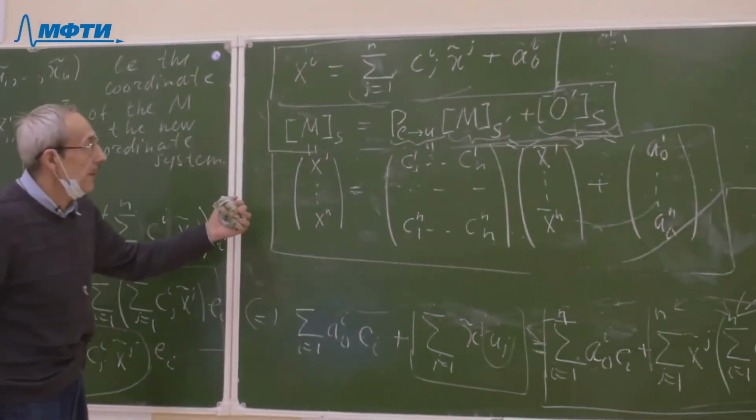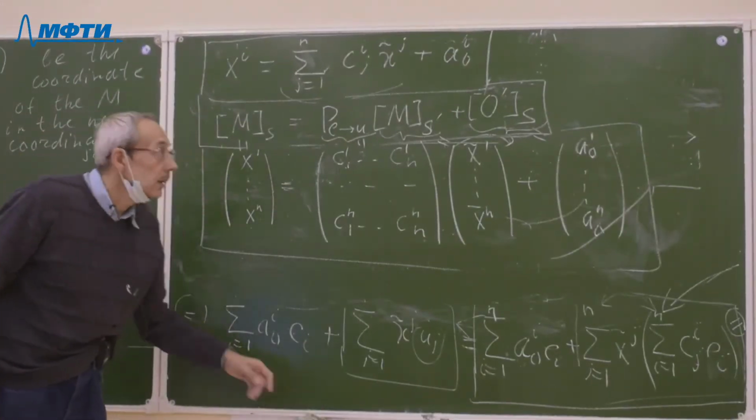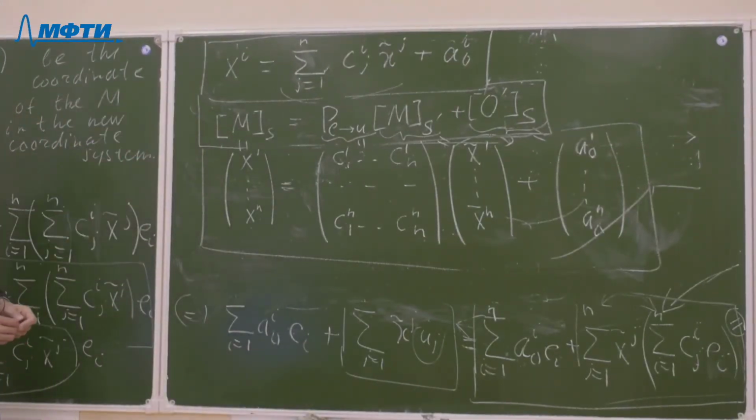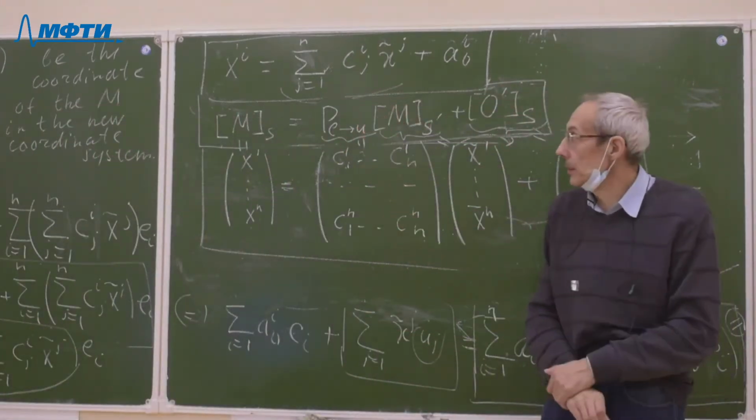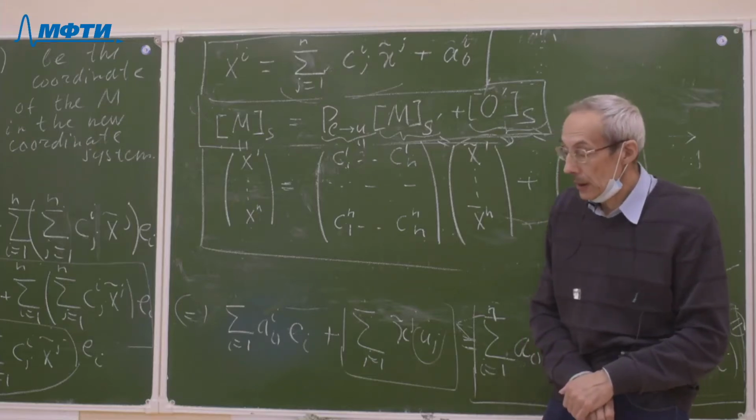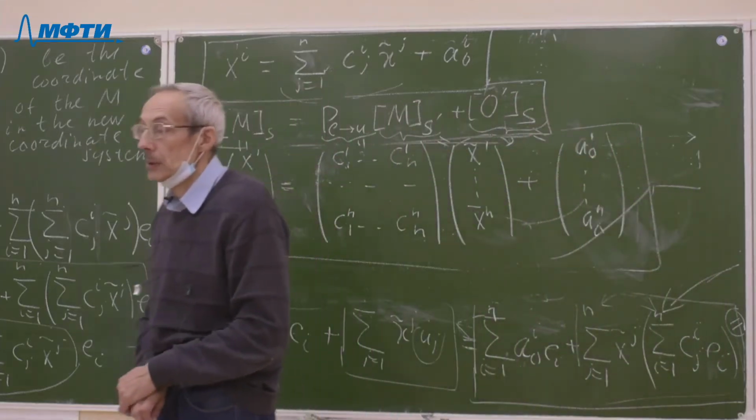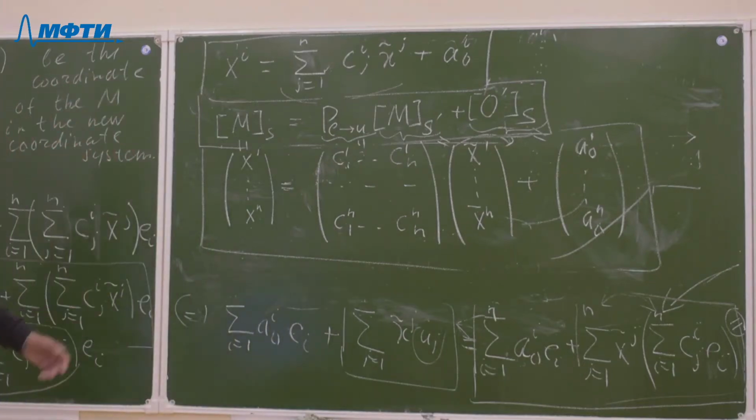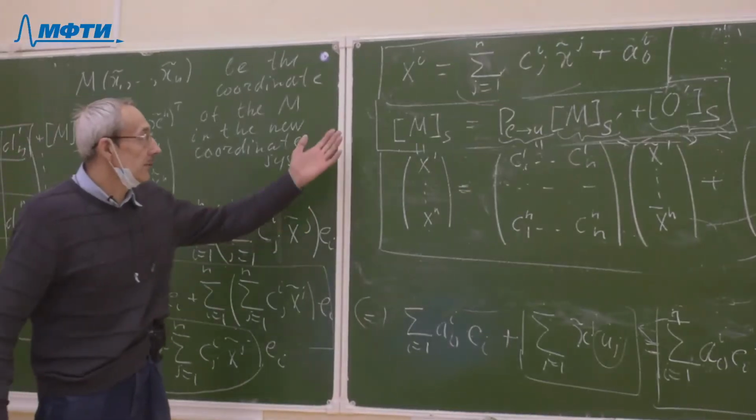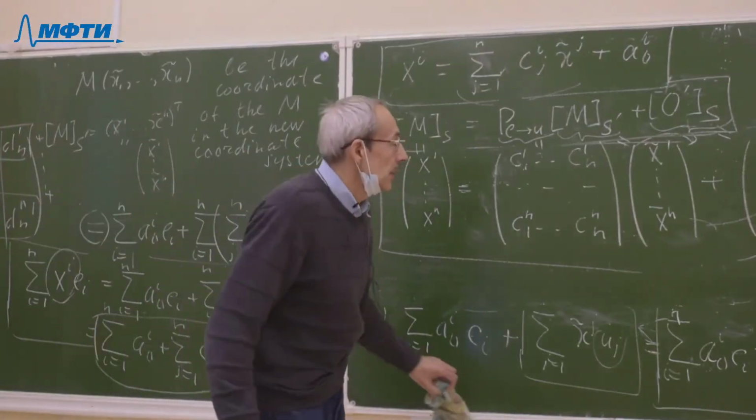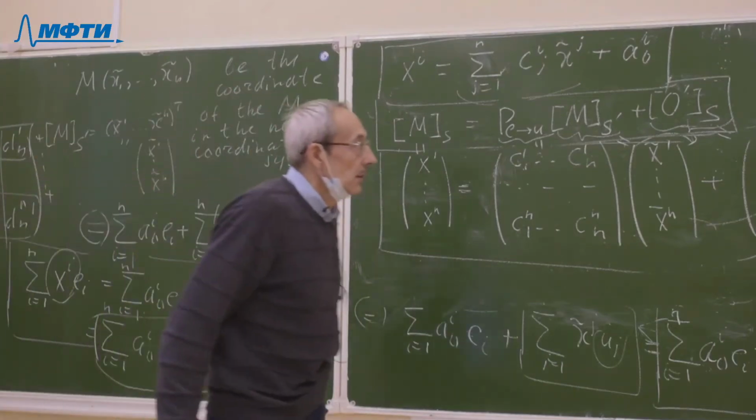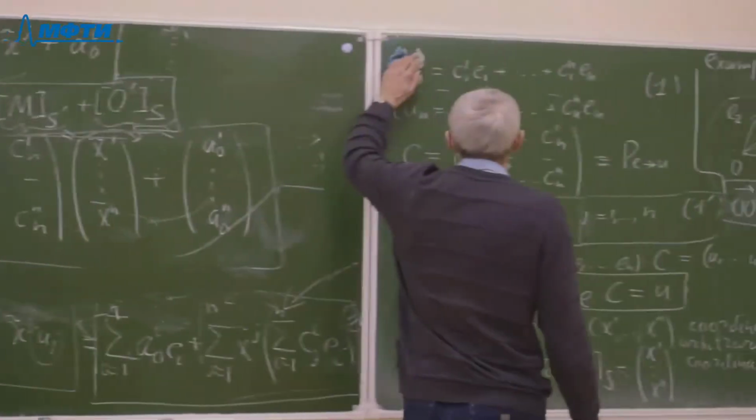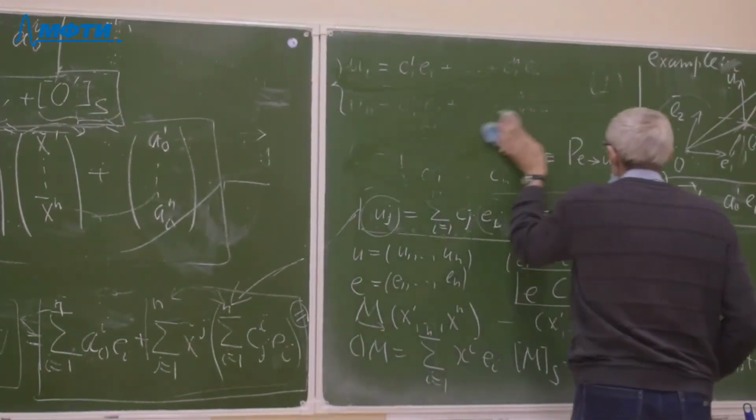So we obtain our claim, this relation between the coordinates of an arbitrary point M in the old coordinate system and in the new. And we obtain this relation in the following form. For example, in the case of the plane, we obtain the following formulas in the plane.